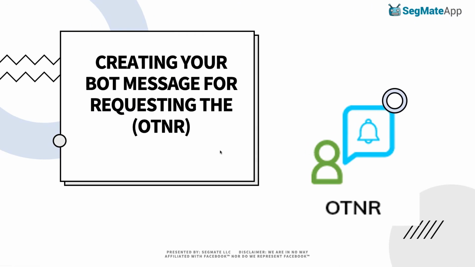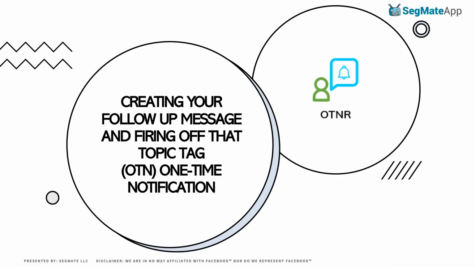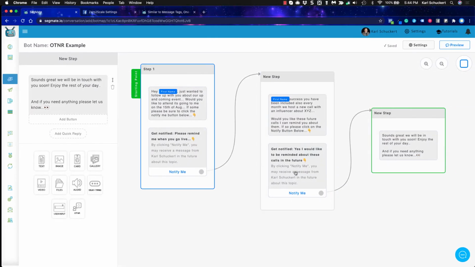All right, so let's move on to the next part here, which is creating your follow-up message and firing off that topic tag, the one-time notification. Now let's say someone has gone through your funnels or opted in somehow, somewhere, on these many different subscriber tools that we have. Now what we need to do is when we go live. So let's say the 15th is coming up and I want to go live for this first one that I want to use.